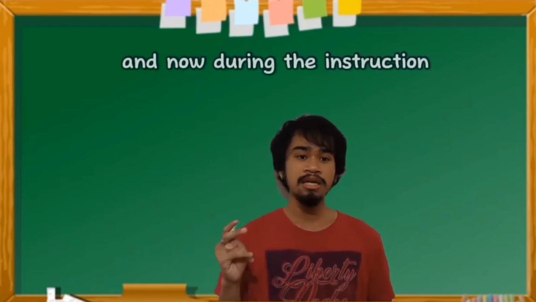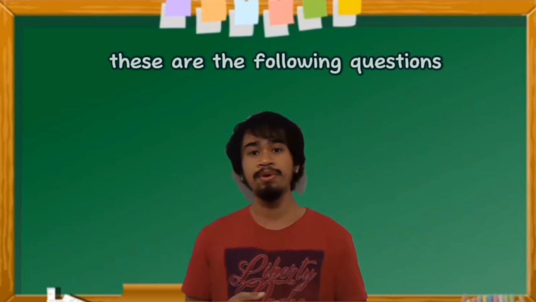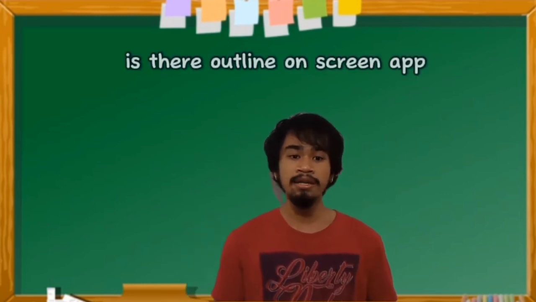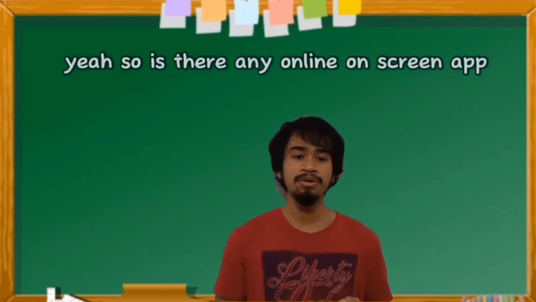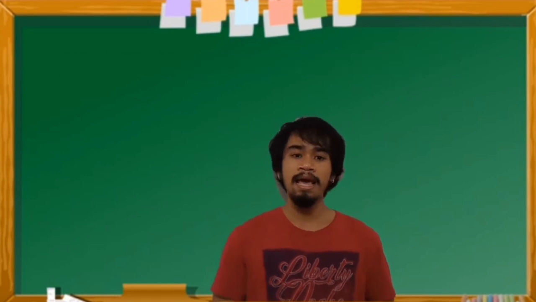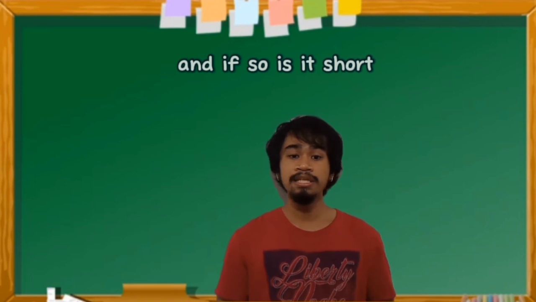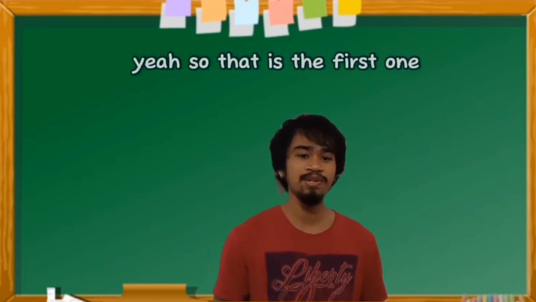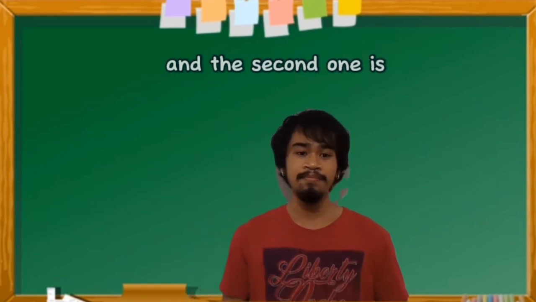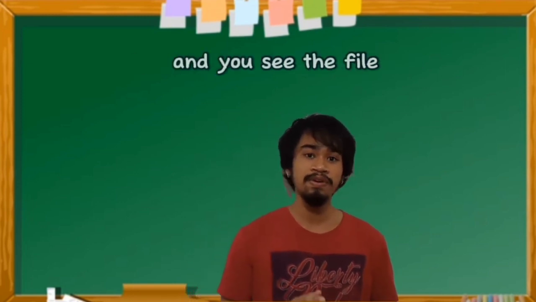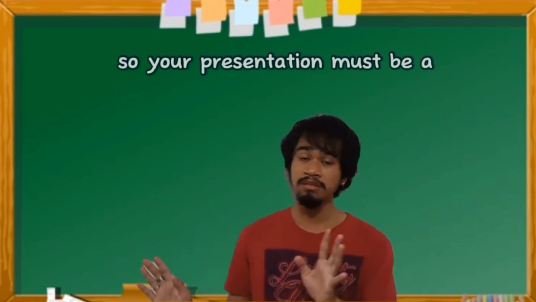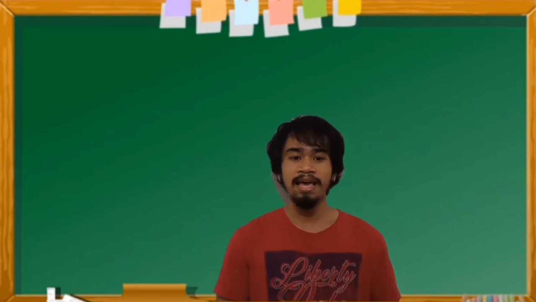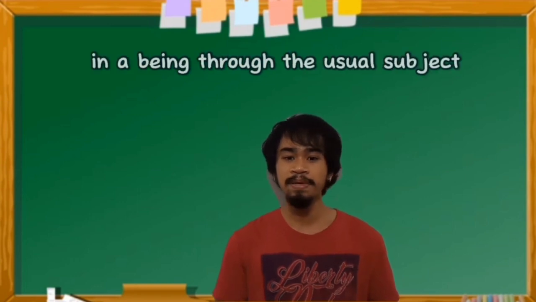And now, during the instruction, these are the questions that you should ask yourself. The first one is: is there an outline on screen help? And if so, is it short, helpful, and easy to read? That is the first one. And the second one is: is the screen interface clear and easy to follow? Your presentation must be easy to follow, bright, attractive, and appealing to the user.